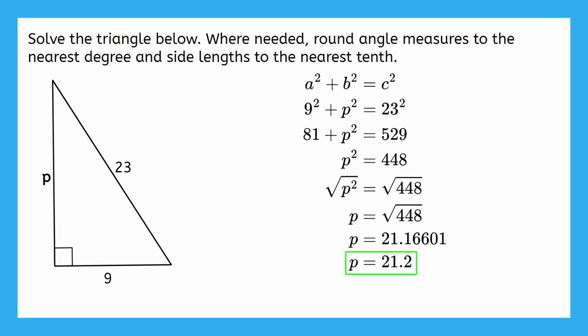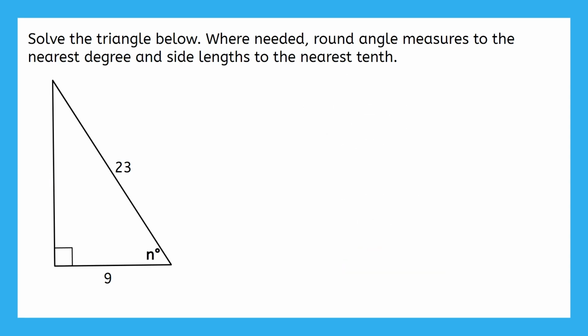Let's move on to N next. This time we do need trig, inverse trig in fact, since we need to solve for an angle measure here. 23 is the hypotenuse of this triangle, and from N, 9 is the adjacent side. The trig ratio that uses the adjacent side and the hypotenuse is cosine.